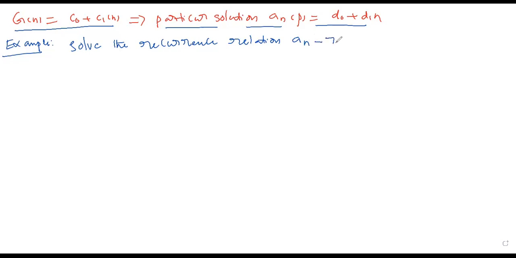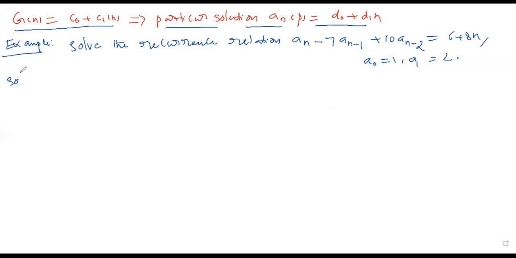a_n minus 7 a_(n-1) plus 10 a_(n-2) equals 6 plus 8n. This is the recurrence relation. The initial conditions are also given: a0 equals 1 and a1 equals 2. These are called the initial conditions. Yeah, this is the given problem.